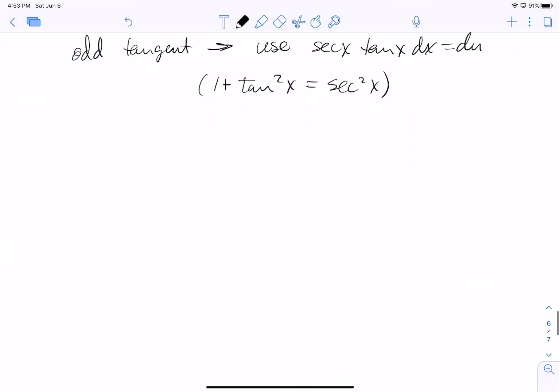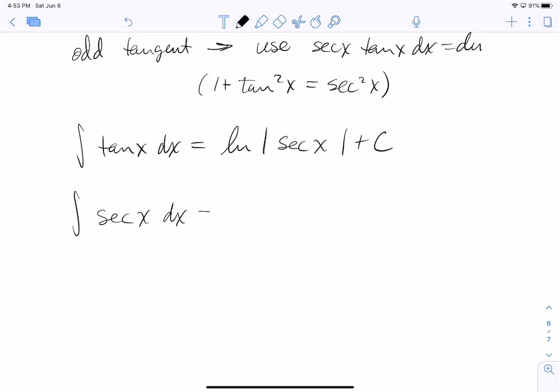As we saw in a previous video, the integral of the tangent of x dx is equal to the natural log of the absolute value of the secant of x plus c. And I'll take a moment now to say that the integral of the secant of x dx is equal to the natural log of the absolute value of the secant of x plus the tangent of x plus c.